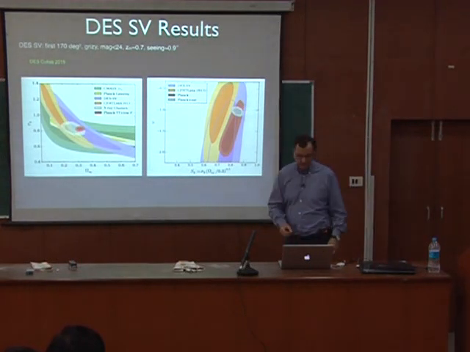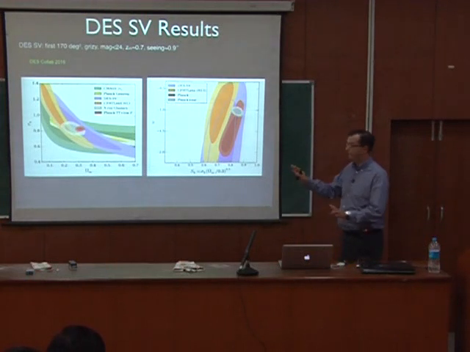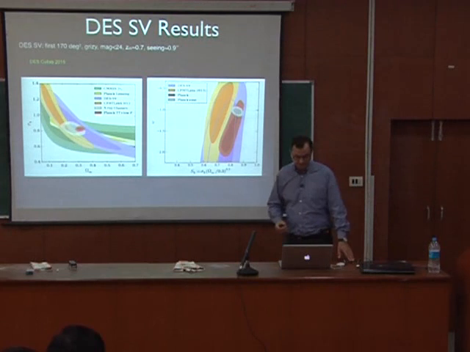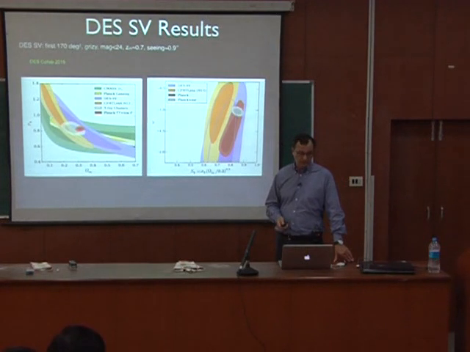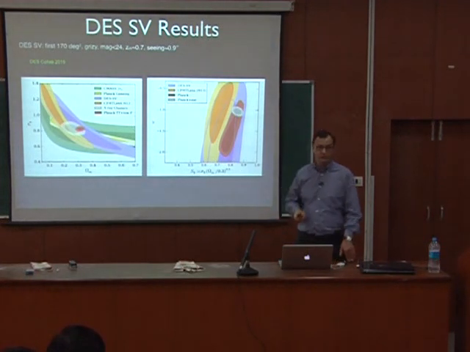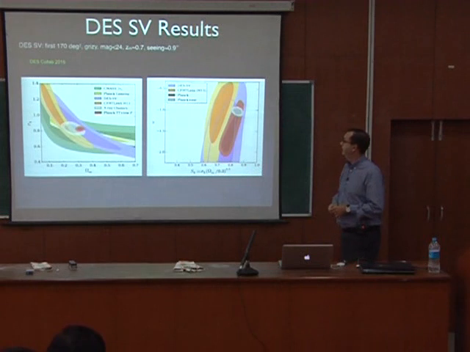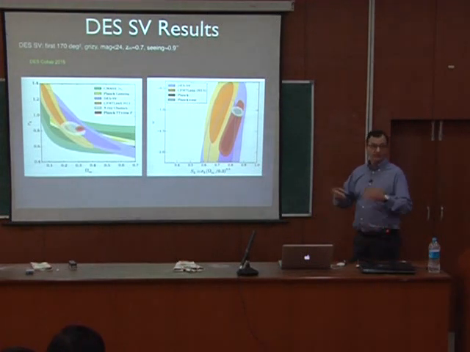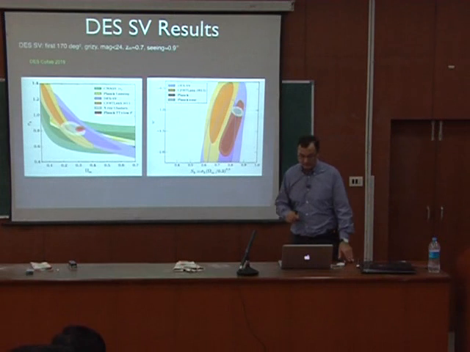Okay. So it all works quite well, but one should keep an eye on this tension and see what happens in the future. We're in the process, for instance, with DES, of analyzing the first 2,000 square degrees of the survey, so 10 times the area of what I just showed you, a little bit shallower. KiDS is also analyzing more data, and Subaru as well. So in the next year or so, there should be some very interesting results coming from weak lensing.